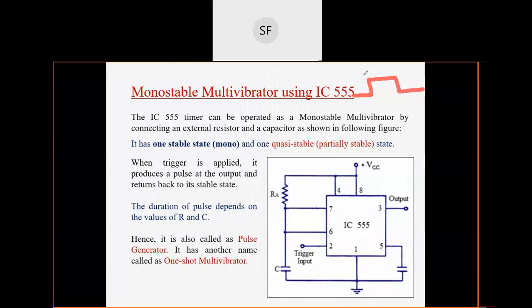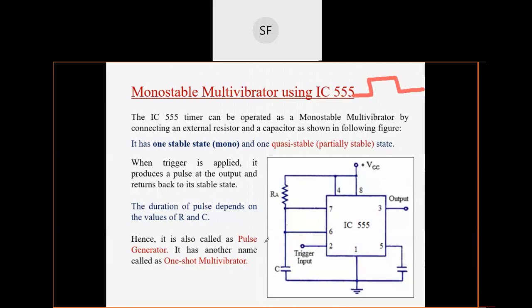So always remember, in monostable, the output will always return to its stable state. It will be present at the quasi stable state only for a finite amount of time, but otherwise it will always return to its stable state. For how much duration it will be in the other state, or quasi stable state, is decided by the values of R and C. It is the resistor value and capacitor value.